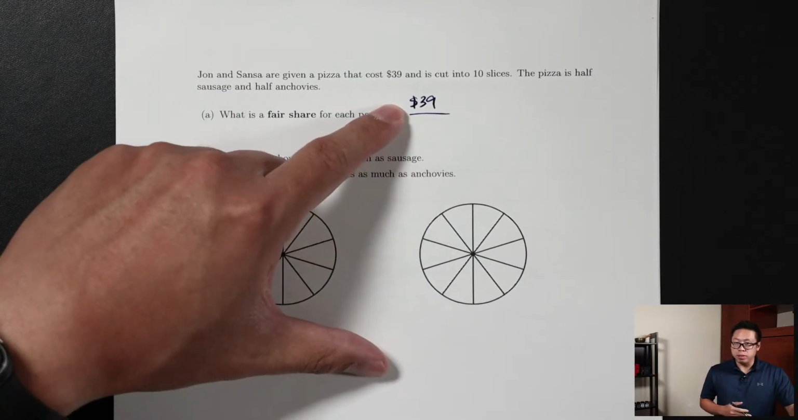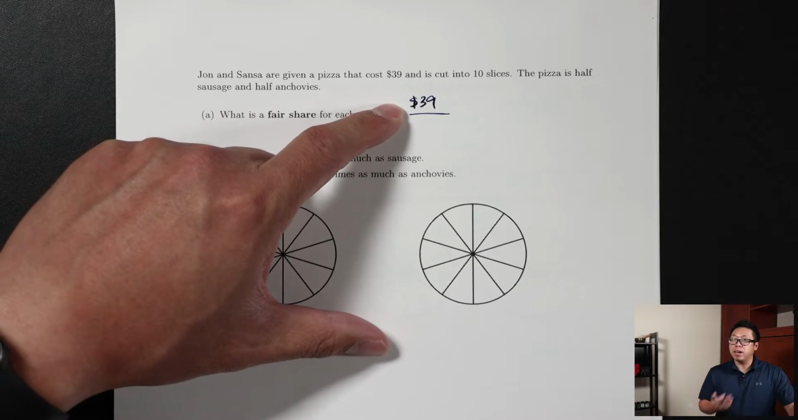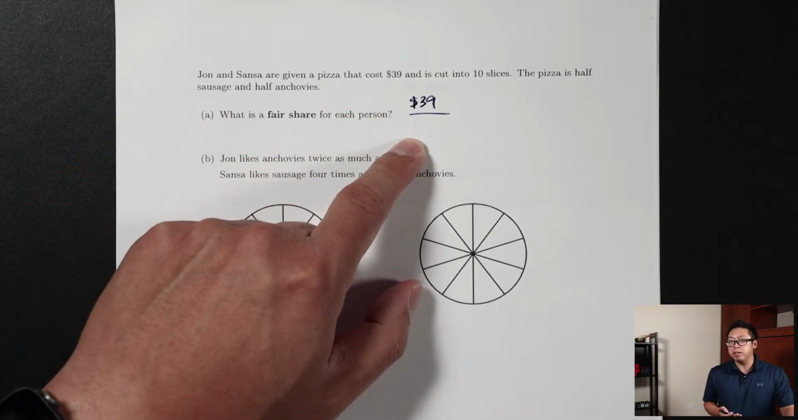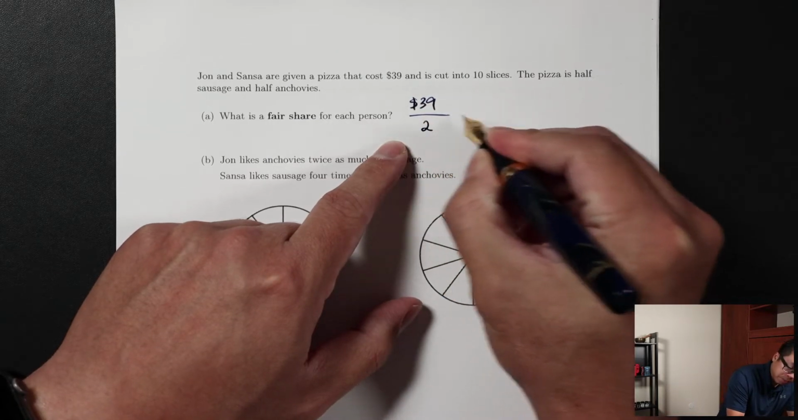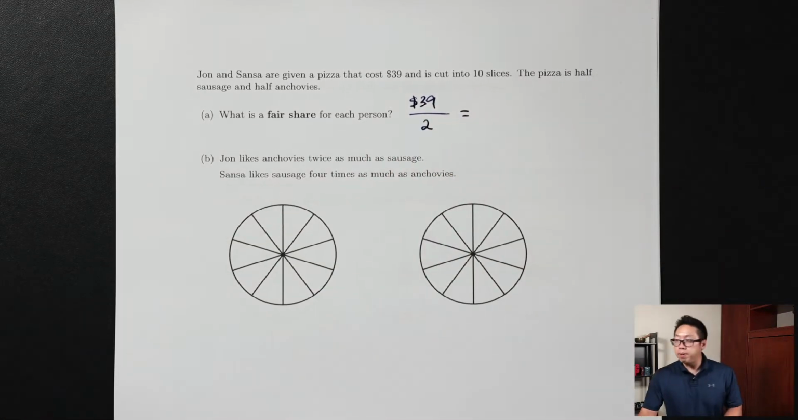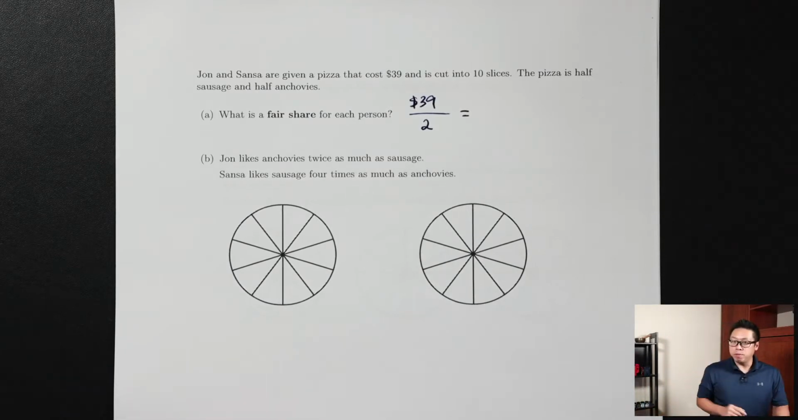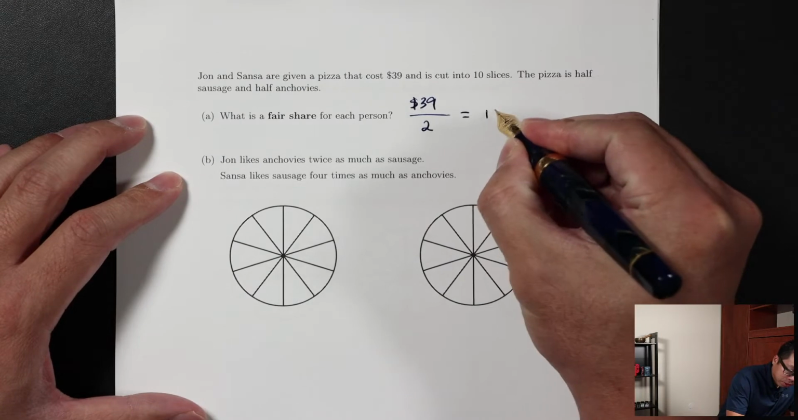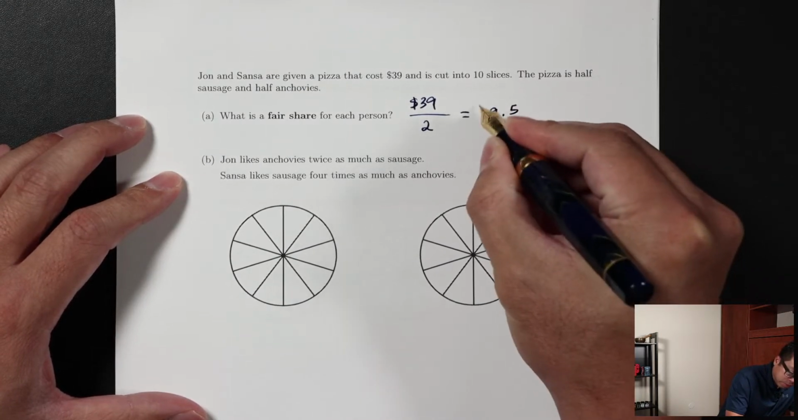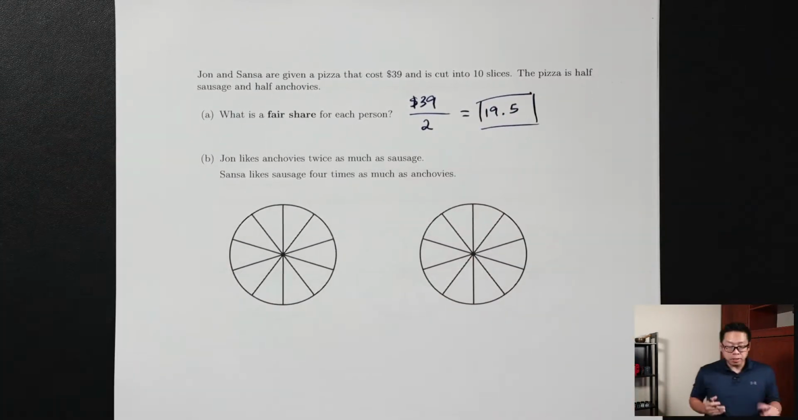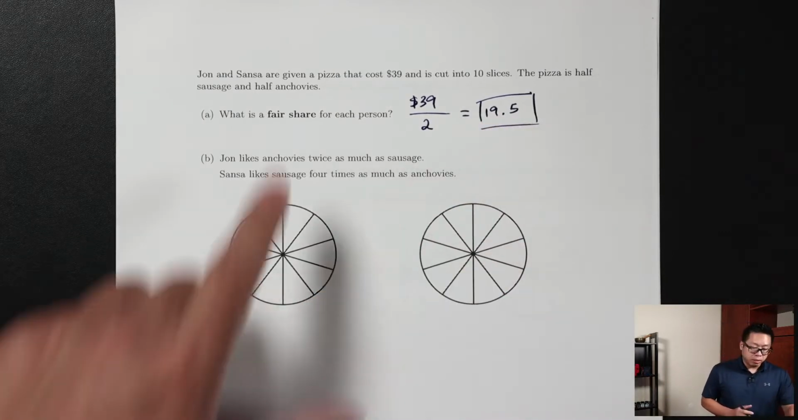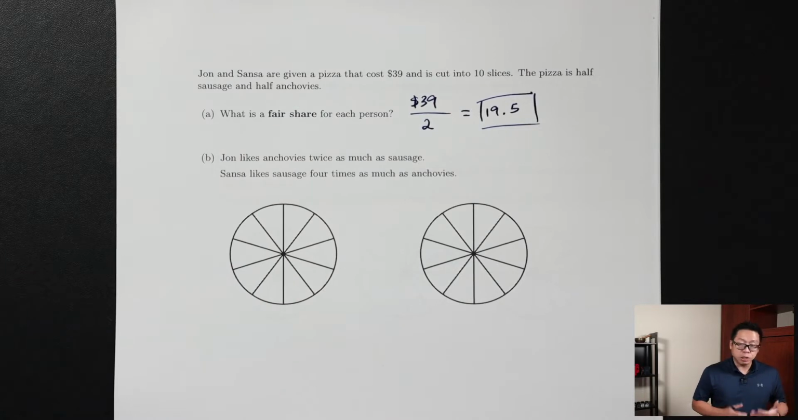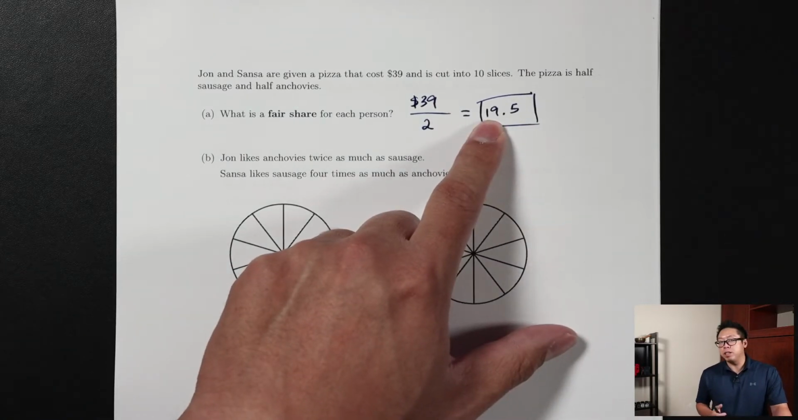So we'll take the total value of the pizza, $39, and divide it by however many people we're sharing this between. We're sharing this between 2 people. So $39 divided by 2. 39 divided by 2 is 19.5. Since this is money, you can think of that as 19.50, so $19.50. So a fair share means each person deserves $19.50 worth of pizza.